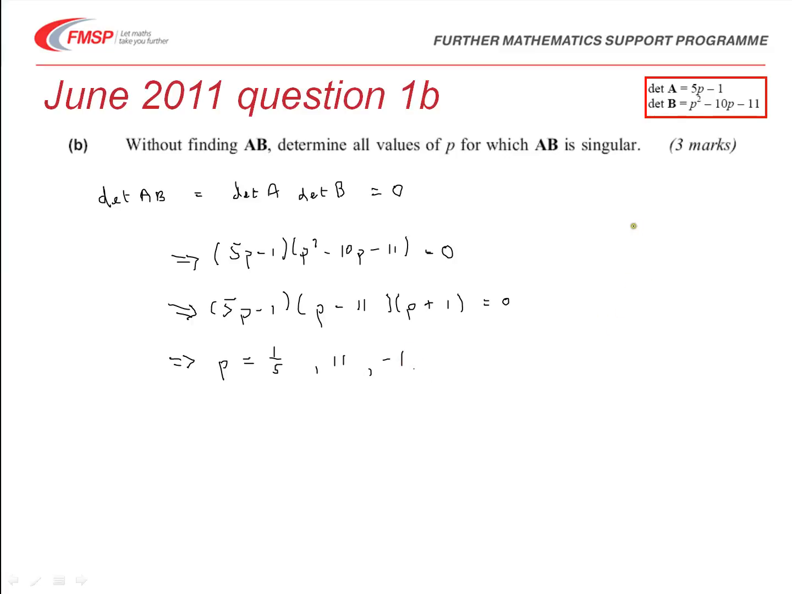Okay, so for stating determinant of AB equals determinant of A times determinant of B, you'll get a mark. For then using an appropriate method in order to find these three values of p, you'll get 1 mark. And then an accuracy mark for obtaining those three correct values, you will get 1 mark.